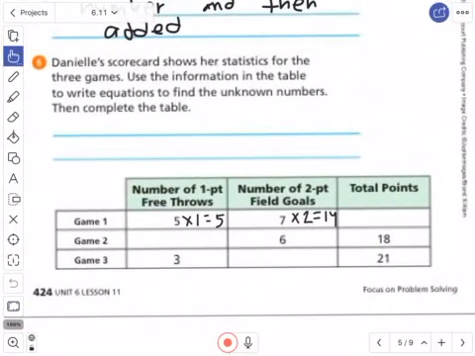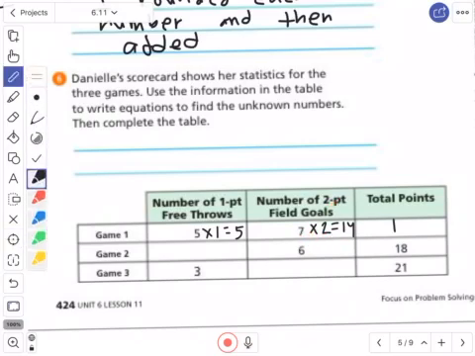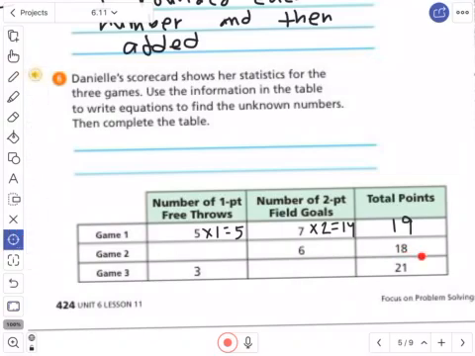Last part, I'm going to use the scorecard to figure out how many points Danielle got in each of these games. So I know each of these were worth 1 point. So that means it's just 5, because 5 times 1 equals 5. Each of these were worth 2, so I do 7 times 2 equals 14. Well, 14 plus 5 is 19. Okay. In game 2, she had a total of 18.